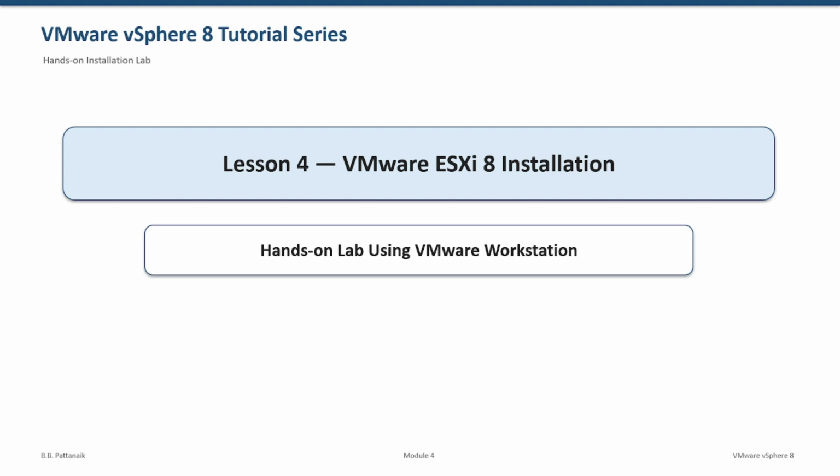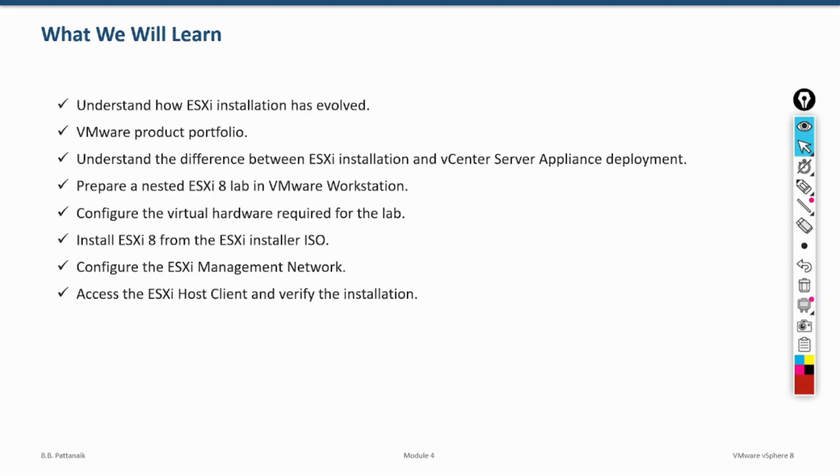I am BB Patnaik. In our previous lesson, we learned about ESXi architecture, VMkernel services, and how an administrator connects to an ESXi host. In today's lesson, we are going to move from theory to practical learning. So we are going to install VMware ESXi 8 step by step using VMware Workstation. So let's begin by looking at what we are going to cover in this lesson.